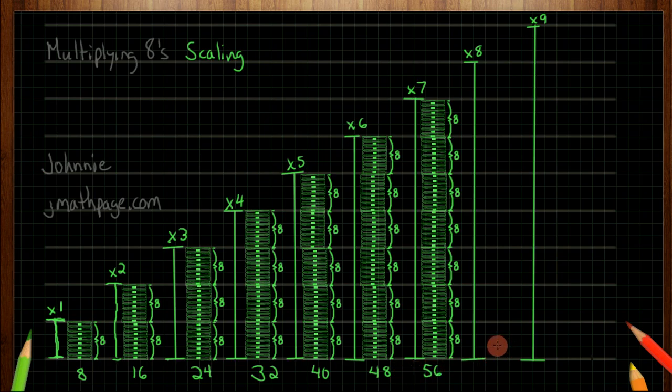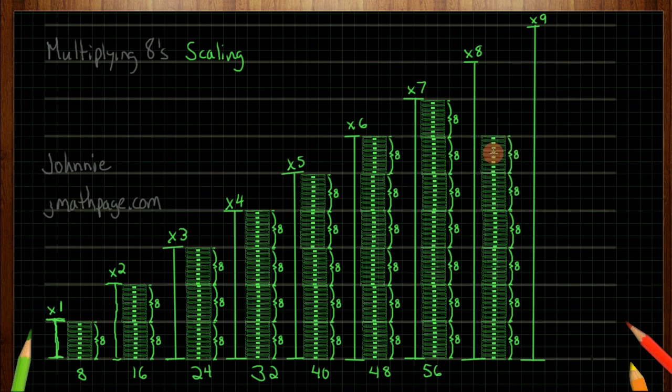8 stacks of 8 boxes. 1, 2, 3, 4, 5, 6, 7, 8 stacks of 8 boxes. How many boxes altogether? 8, 16, 24, 32, 40, 48, 56, and 8 more? That gives us 64. So 8 stacks of 8 boxes gives us 64 boxes altogether, which is 8 times as many as our first stack.